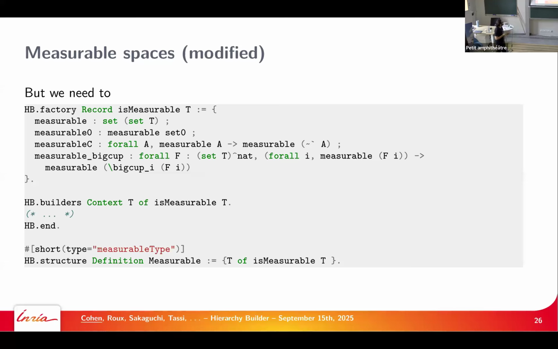Now, if I want to add a new structure in between, for example, something weaker than a measurable space, but maybe an algebra of sets or a ring of sets, which has less stability properties for its notion of measurable sets, I can turn it into a factory. Then in the builders section, I can compile it down to everything I redefined, and I can still write that measurable is a T and is measurable, even though the status of this piece of data changed. Okay.